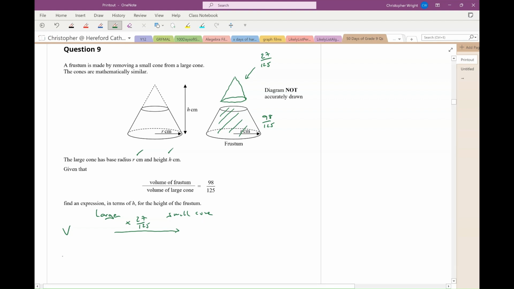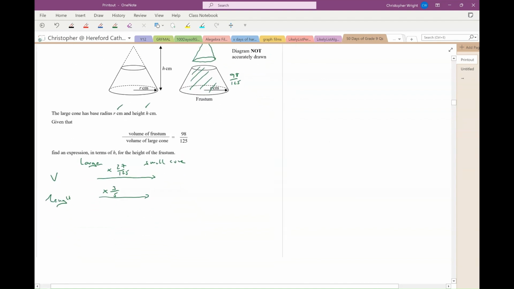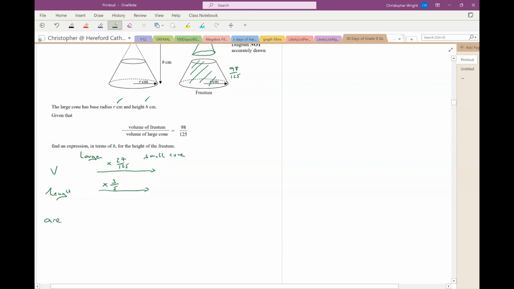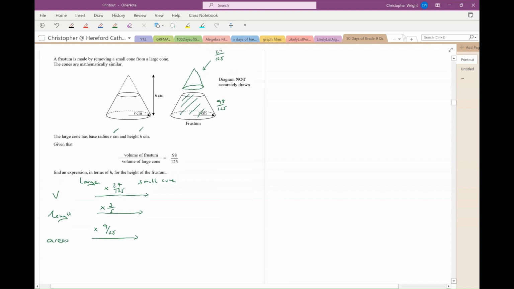So that means that if I was dealing with linear lengths, the scale factor would be the cube root, wouldn't it? So the cube root of 27 is 3, the cube root of 125 is 5. So if I was dealing with lengths, I'd be multiplying by 3/5, and if I was dealing with areas, I'd be multiplying by the square of that, 9/25.